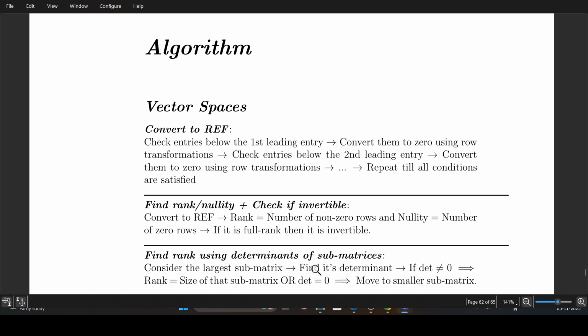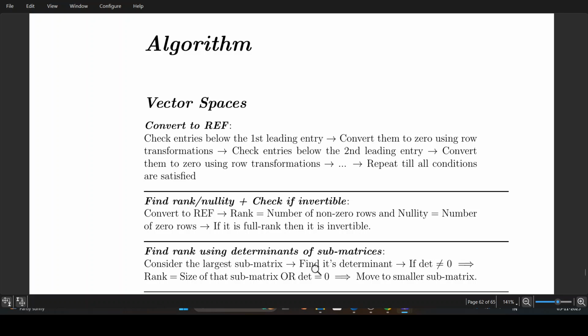There is another method of finding the rank, which is using determinants of submatrices. So consider the largest possible submatrix, find its determinant. If it is non-zero, then the rank is the size of that submatrix. But if it is 0, then move to smaller submatrices and repeat the process till you get the rank.